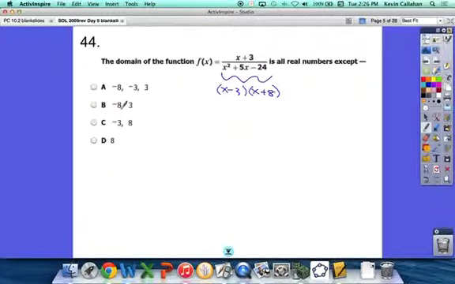How could you use your calculator to find this in this case? You could put it in the calculator, and then what would you see in the table of values? You would see errors. At negative 8 and 3, in the y column, it would be error, because that's not in the domain.